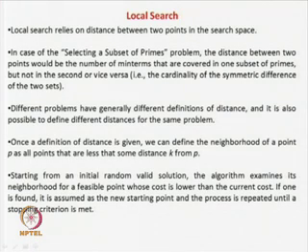The local search relies on the distance between 2 points in the search space. What is a point in the search space? That is a valid solution. In the problem of selecting primes, the distance between 2 points is the number of min terms that are covered by one subset of primes but not by the second, and vice versa. So, I will tell you what we mean by a distance.